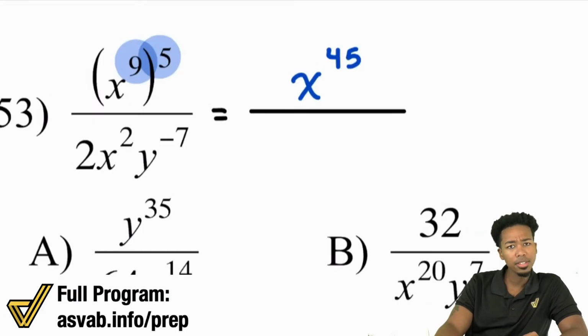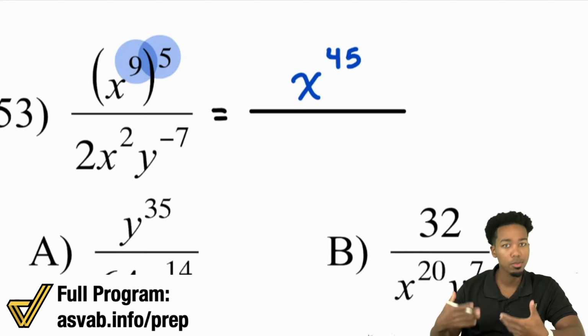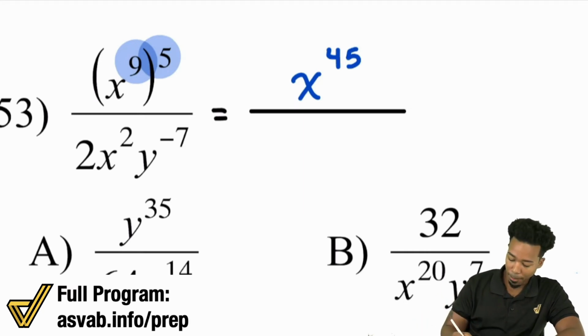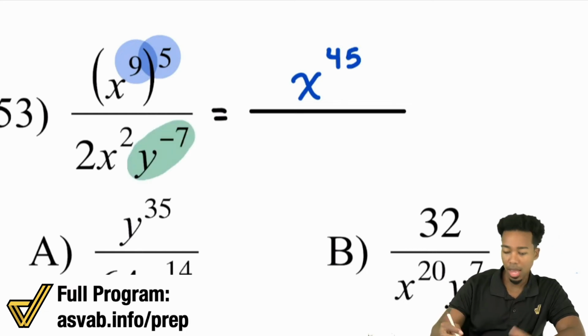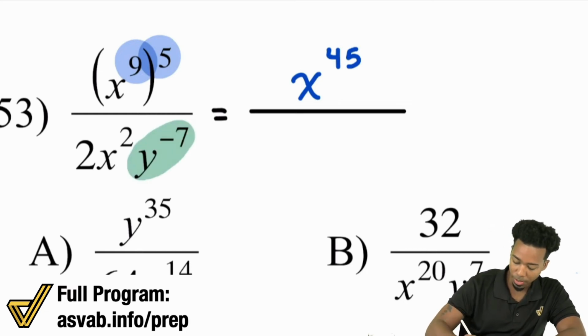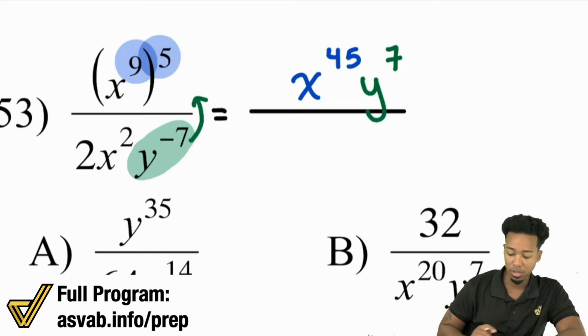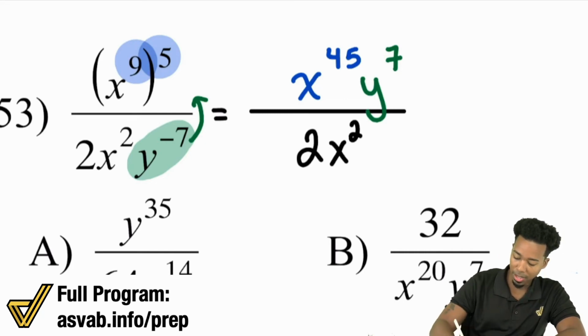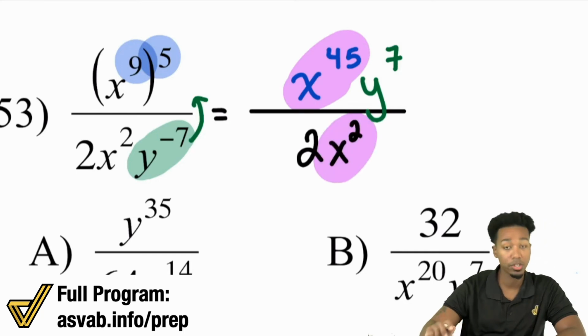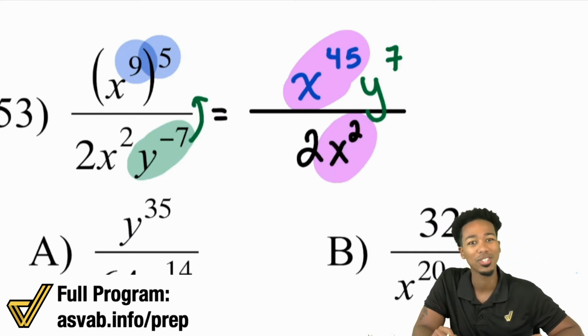Another thing that I can immediately do, again, with practice, you'll be able to do more than one thing at a time. But one thing I can also take care of is the y to the power of negative 7. I can actually move that to the numerator, again, applying that negative powers law. So that'll be y to the power of 7 up top. In the denominator, we still have that 2x squared. But now notice that we can apply the quotient law, excuse me, I keep saying power, but the quotient law of exponents.